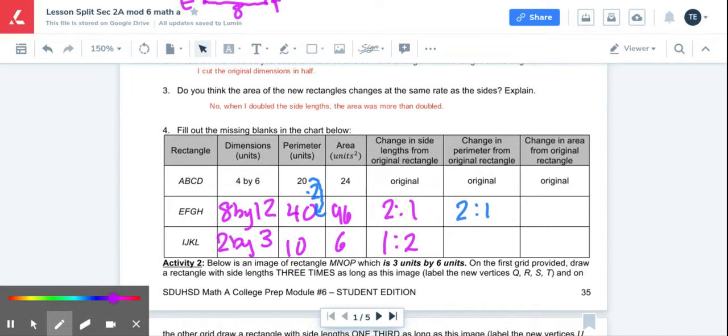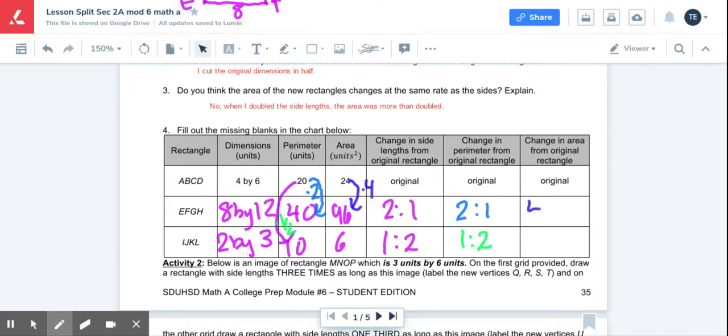But on the next one, when we look, half is small, and I go 20 to 10. I shouldn't have used that color. 20 to 10, I get times a half, so that's still 1 to 2. And then I have to look at the area and see, is it the same relationship or is it a different relationship? So 24 times 2 is not 96. 24 times 4 is 96. So the area became 4 times as big when I made the sides twice as big.